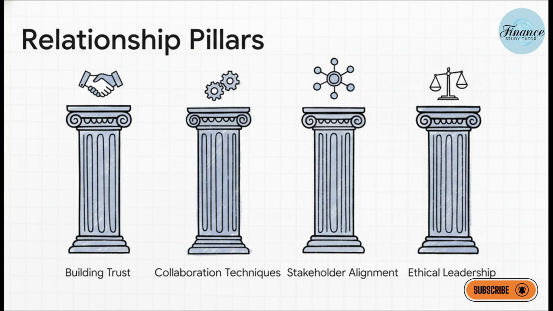I mean, think about it. Building trust. That's the bedrock, right? Without it, everything else just crumbles. Then you've got collaboration techniques, which is how you turn a group of individuals into a real synergistic team. Stakeholder alignment is all about making sure everyone, from your own team to your suppliers, is pulling in the same direction. And wrapping it all up is ethical leadership, the non-negotiable glue that holds everything together and keeps it sustainable.